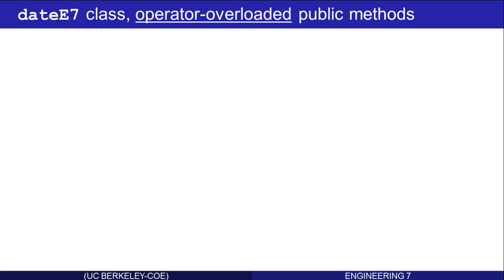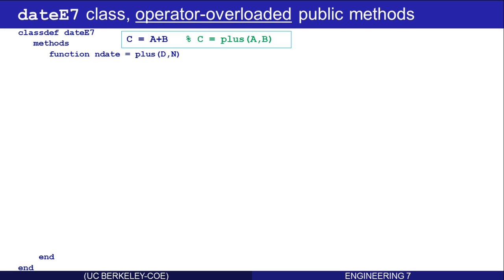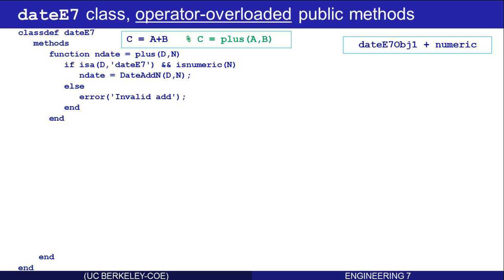Now let's wrap up writing the dateE7 class, doing some operator overloaded public methods. I'll start with the plus method. This method, plus, is what gets called for an expression of the form a + b. We're interested in implementing the right thing for adding an integer to a dateE7 object. So we'll assume that the first argument is a dateE7 object and the second argument is an integer.